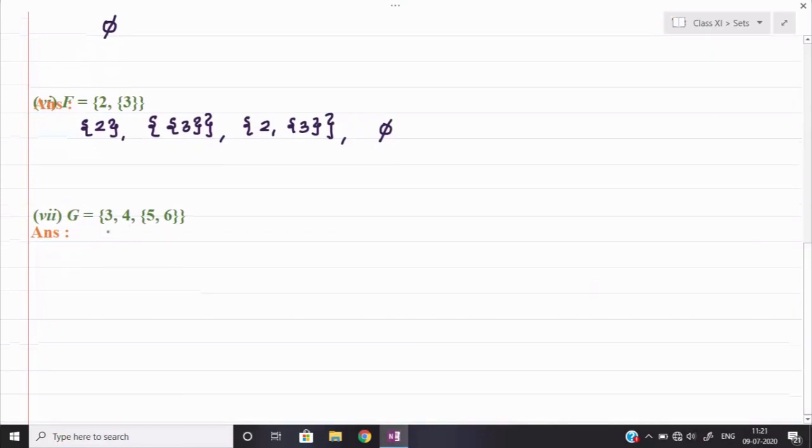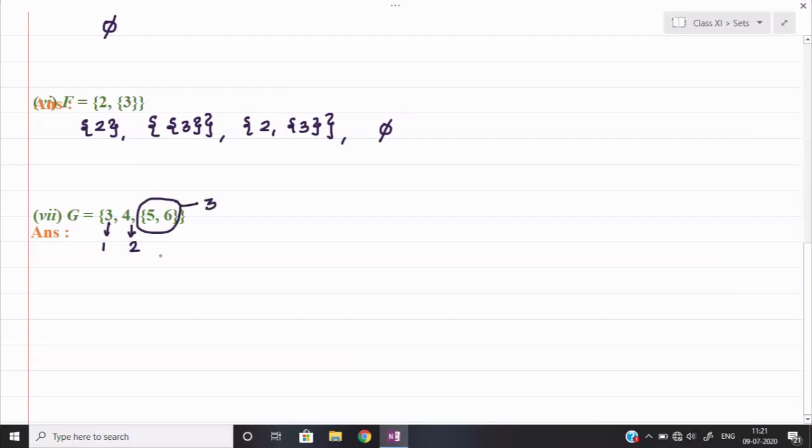Now see, the seventh one is a little interesting over here. 3, 4, and then can you tell me the third element, or the fourth element? According to me, what is my first element here? 3 is my first element, then 4 is my second element, and remember {5, 6} will be the third element over here.